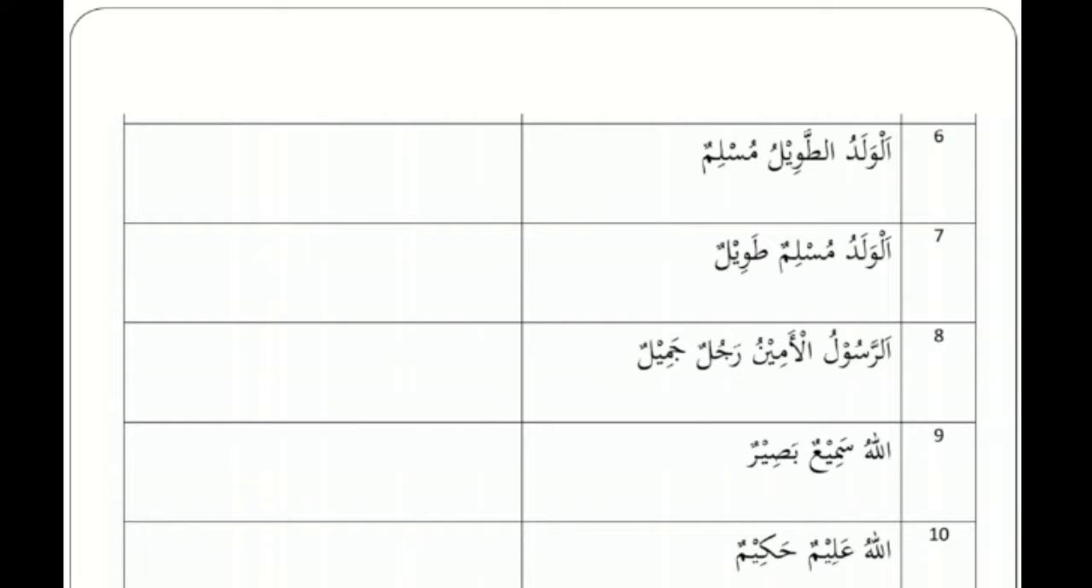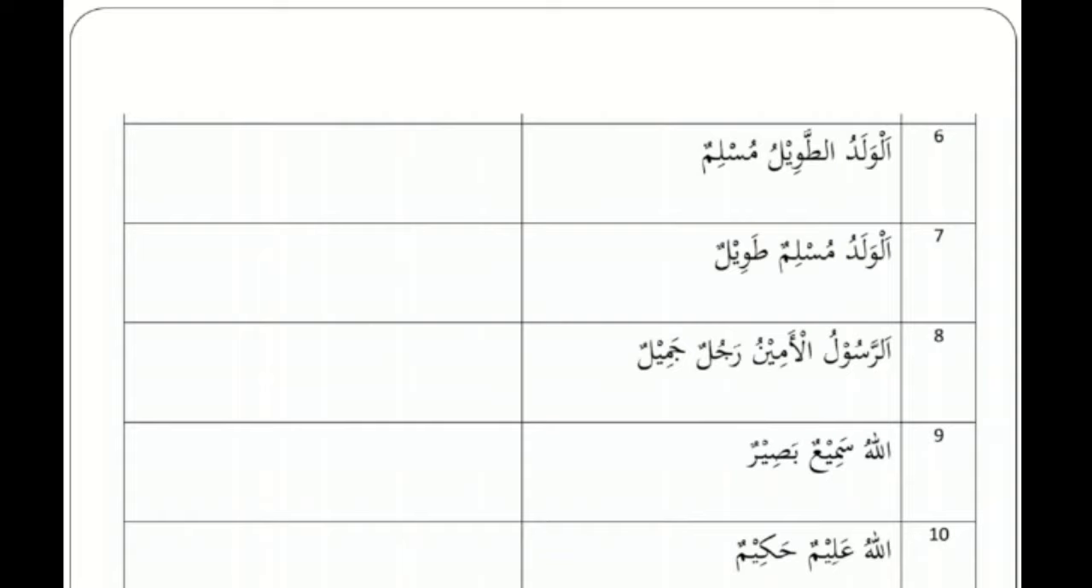Let's put the labels on. What's the label on Ar-Rasul? Mubtada. It's the focus of the sentence. What's the label on Al-Amin? Sifa. It's describing Ar-Rasul. What's the label on Rajulun? Khabar. It's giving you news. About what? About the trustworthy messenger. What's the news about him? He is a man. And what is Jamilun telling you? Sifa. What type of man? A beautiful man. Number 9.